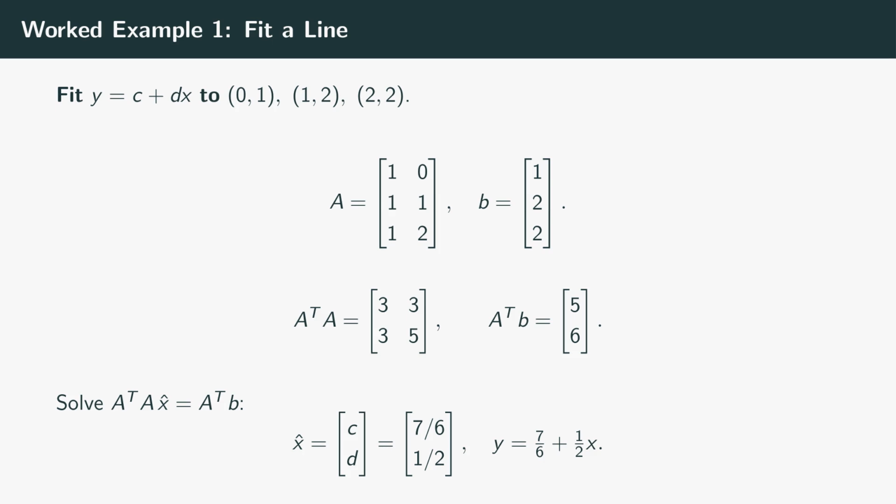Notice the slope is 1/2 and the intercept is about 1.17, a sensible line through 3 points that rise then flatten. No exact line passes through all 3, but this one minimizes the total squared vertical error, and the normal equations handed it to us in a few steps of arithmetic.